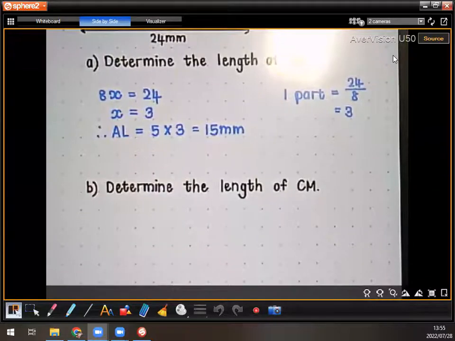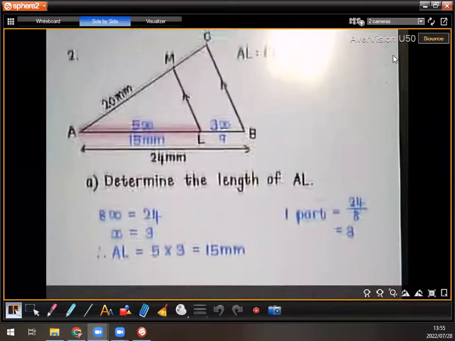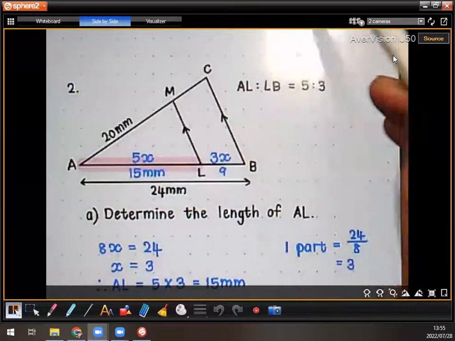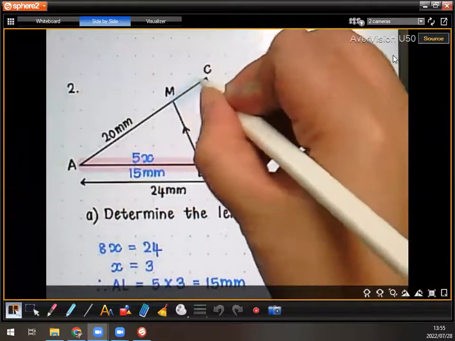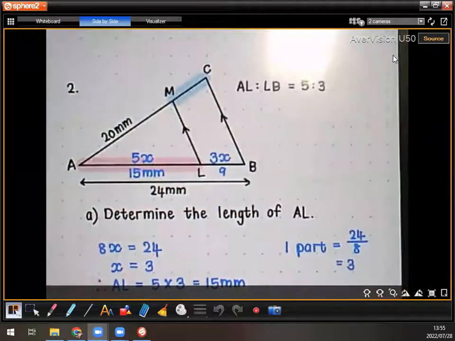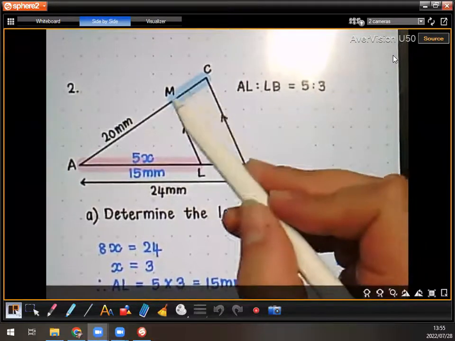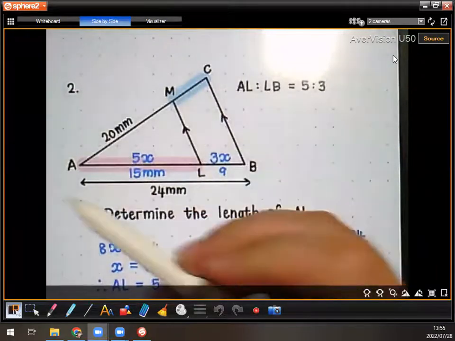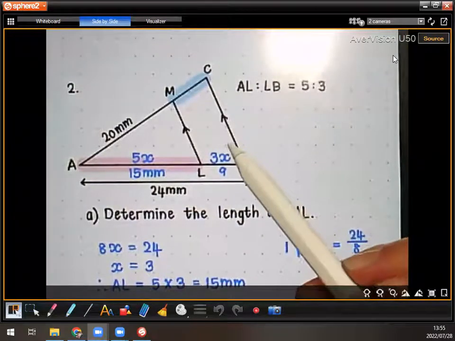Determine the length of CM. CM is this one. Guys, you're making it hard for me today. Wow, I'm earning my salary. CM, that's the one they're trying to find now. What can I use? Proportionality theorem.